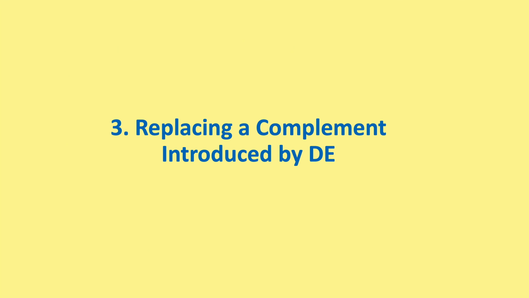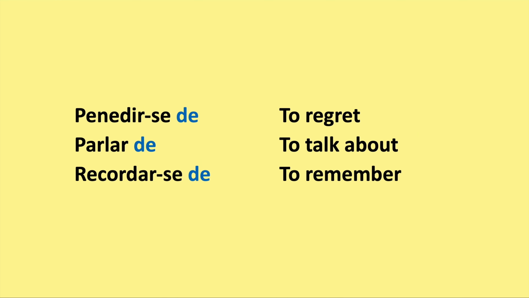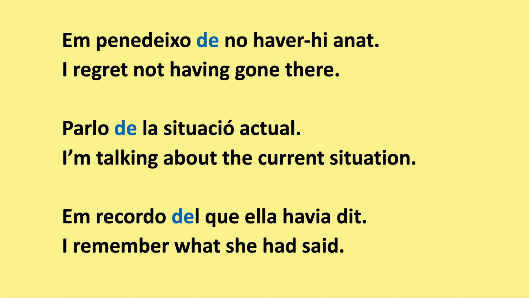Third use, replacing a complement introduced by "de". "En" is used to replace an idea or clause introduced by "de", usually when the preposition of a verb is "de". What does this mean? Some verbs have a preposition that follows them, such as penedir-se de, to regret, parlar de, to talk about, recordar-se de, to remember. So for these verbs you have to use "de".